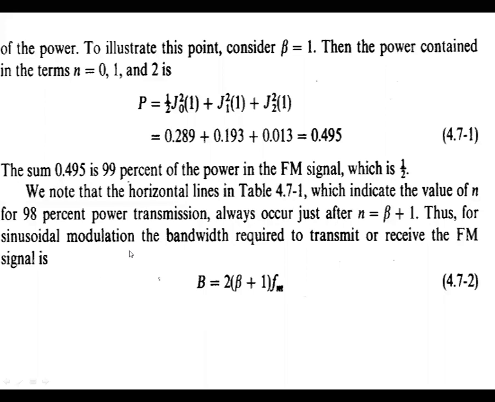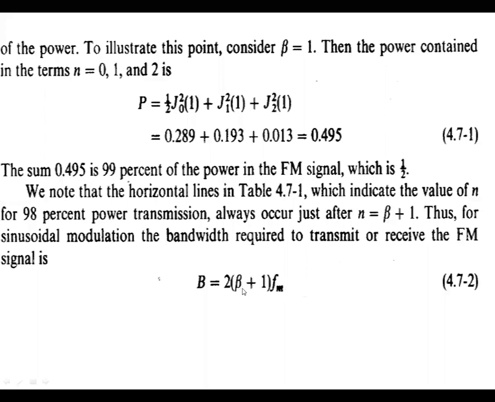Thus for sinusoidal modulation, the bandwidth required to transmit or receive the FM signal is B is equal to 2 into beta plus 1 into fm, that is 2 n fm, for the n value, n is equal to beta plus 1. Now the bandwidth of the FM is 2 into beta plus 1 into fm. Note this important relation. Whereas what is the bandwidth of AM?